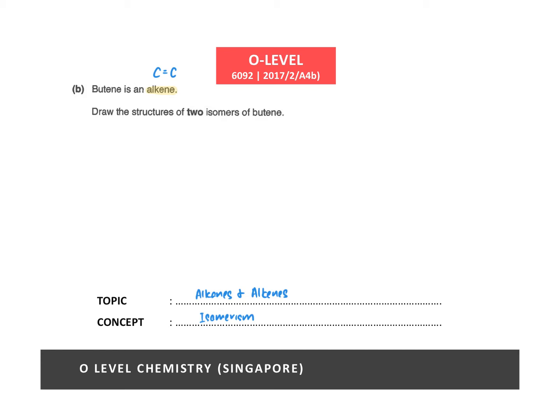Alright, so the first thing that we need to do is to draw the structure of butene. We need to infer from the name; the prefix but- tells us that there are 4 carbons. So the structure of butene will look something like this. We have a carbon-carbon double bond, and in total we have 4 carbon atoms that are connected together by covalent bonds. Next, once we have the skeleton of butene, we need to now draw in the hydrogen atoms.